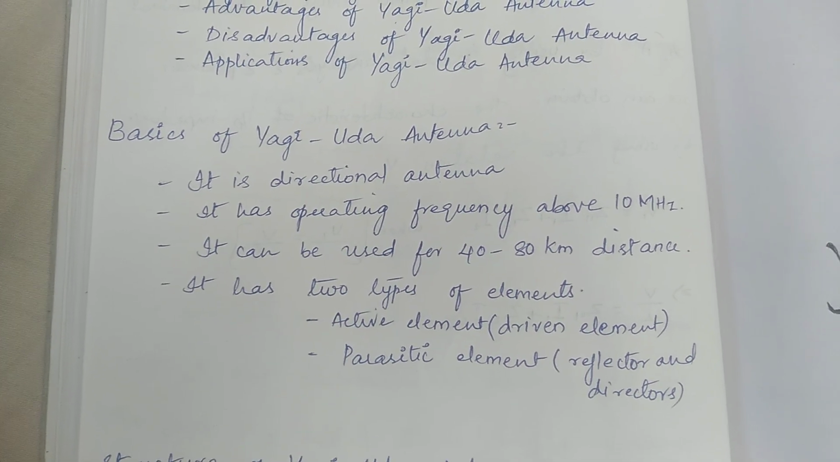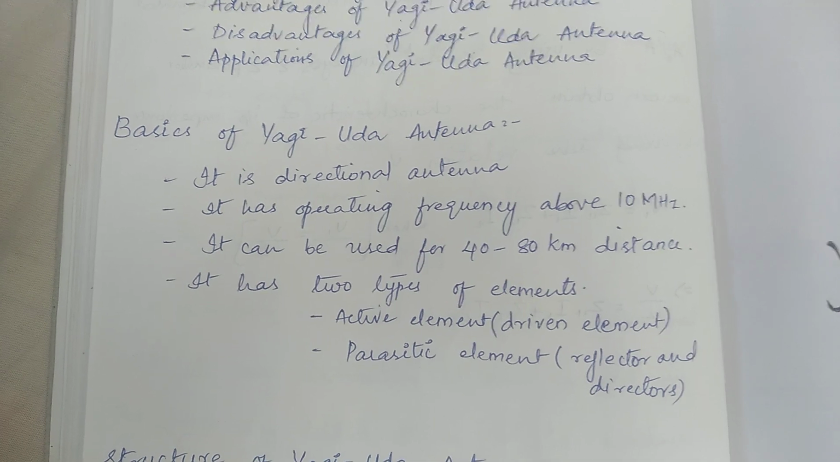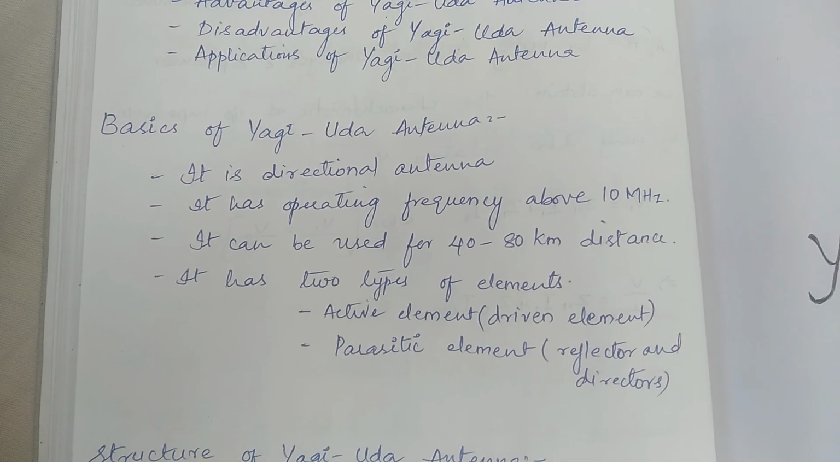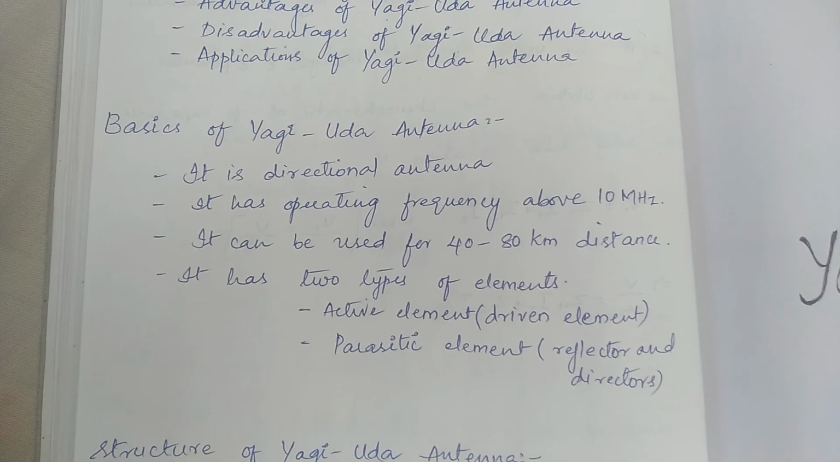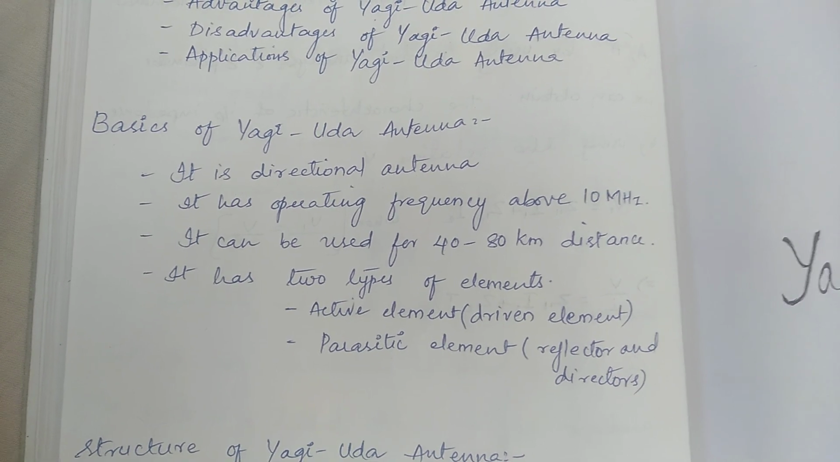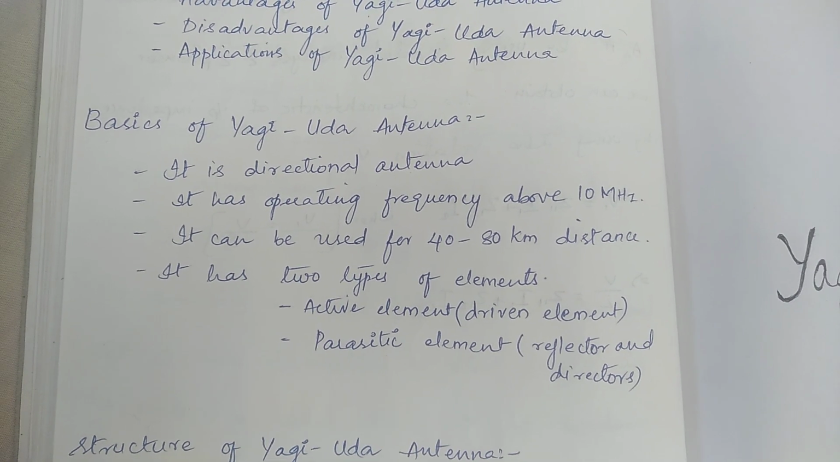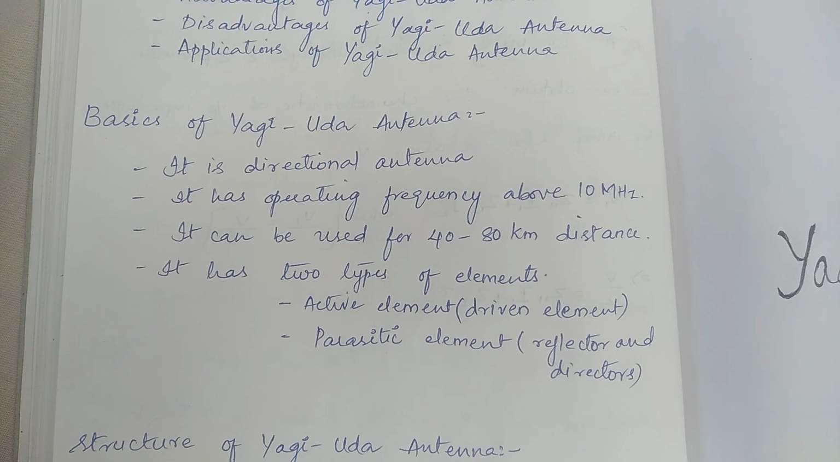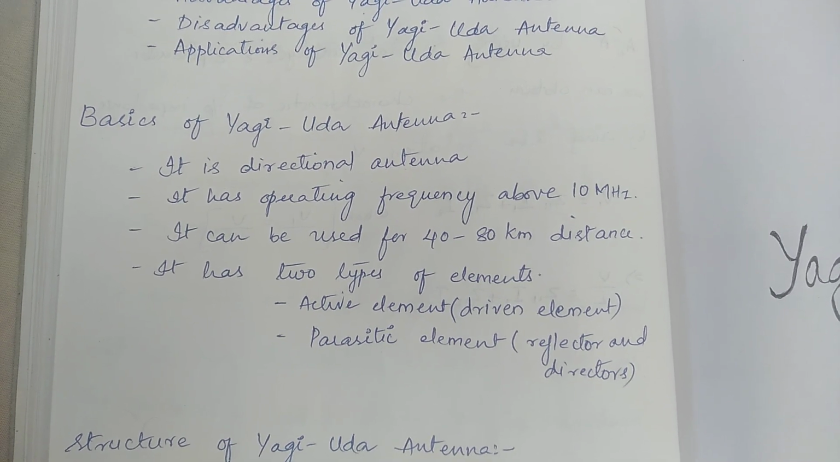Let us start with the basics of Yagi-Uda Antenna. So, Yagi-Uda Antenna is a directional antenna. It has an operating frequency of above 10 MHz. 10 MHz is very large. It can be used for a range of 40 to 80 km distance.